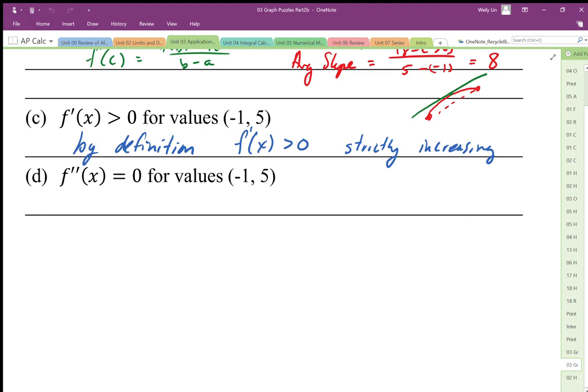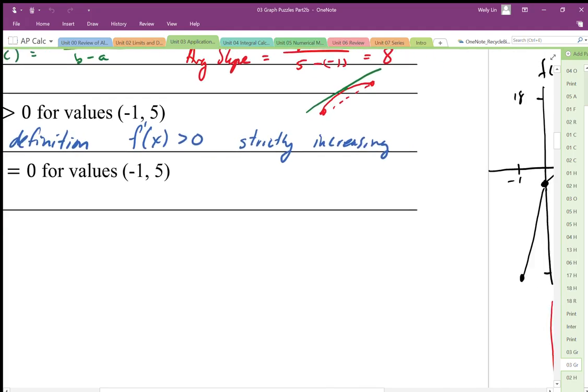C asks if the derivative is greater than 0 for all values from -1 to 5. And by definition, since it's strictly increasing, we know that f prime is bigger than 0, and that's just by definition. For D, it asks if the second derivative is equal to 0 for values of -1 to 5.